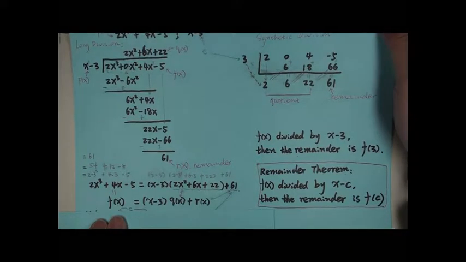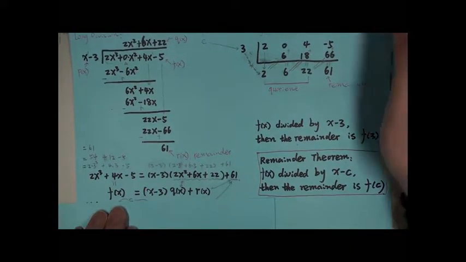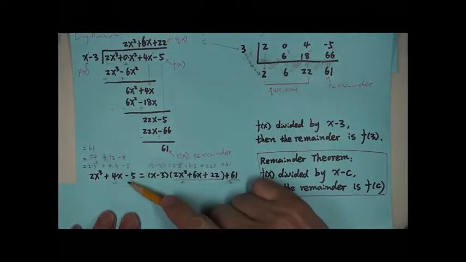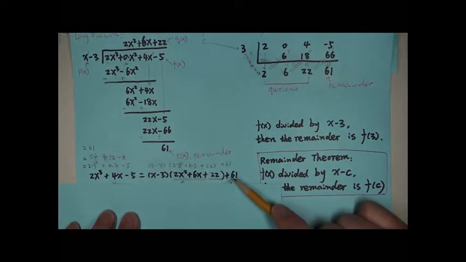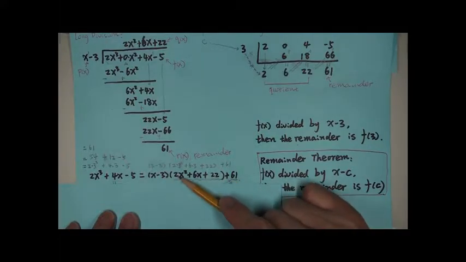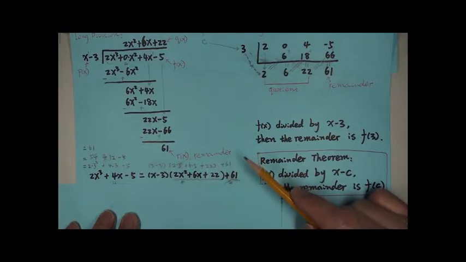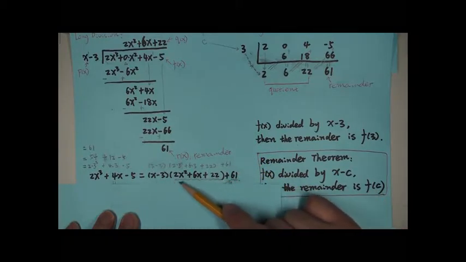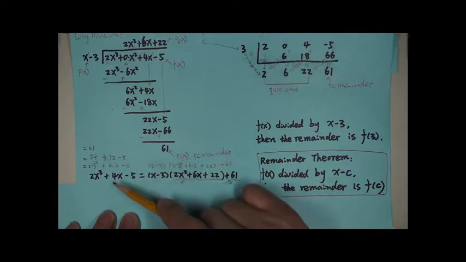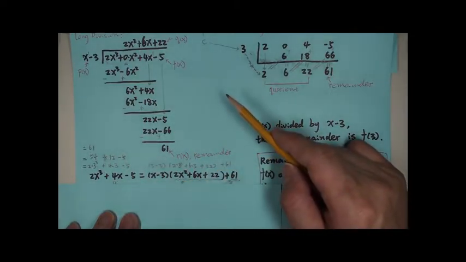Look. We know this left-hand side equals right-hand side: one polynomial times another plus 61. This is true for any values. You plug in any x here, it's going to be true.